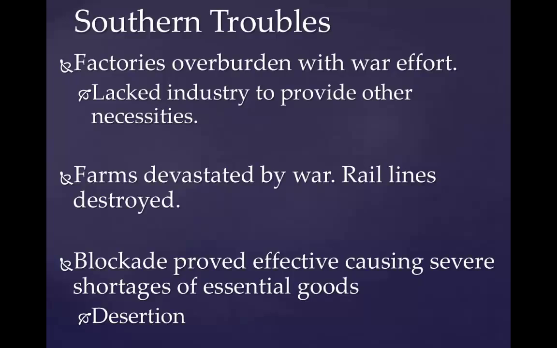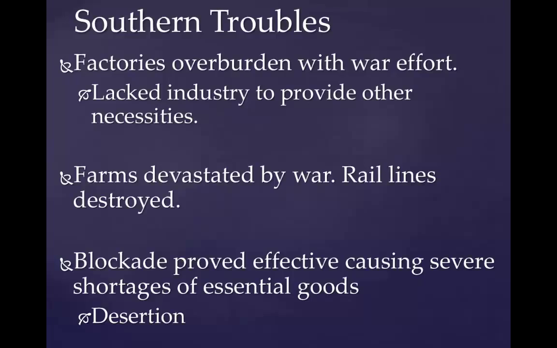Again, this war is predominantly being fought in Confederate territory. So farms are devastated by the war. The rail lines that the South did have are devastated by the war as well, preventing the movement of supplies and such, really affecting the South in the long run for sure.